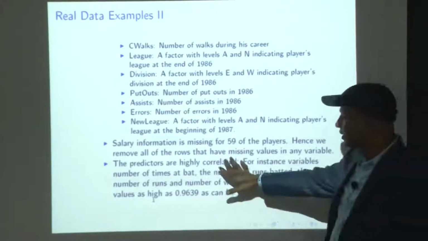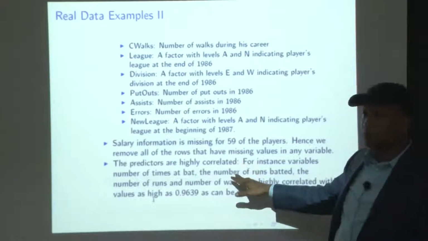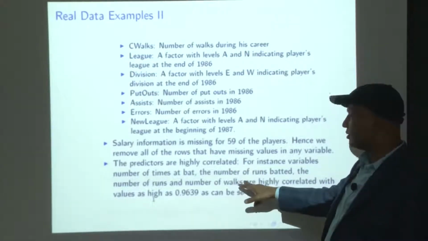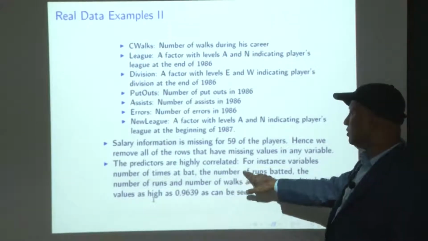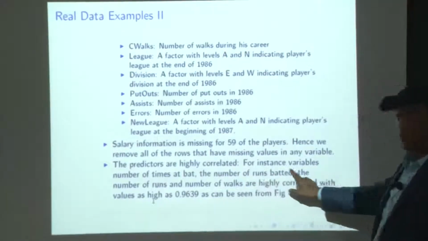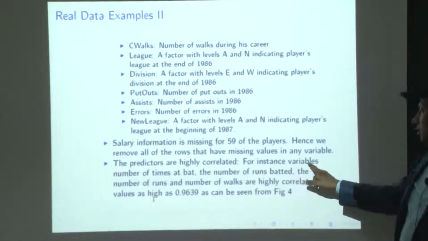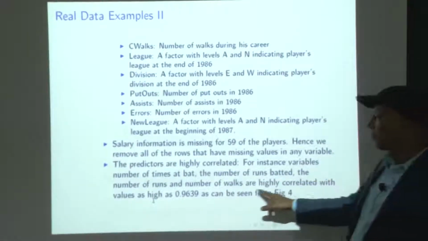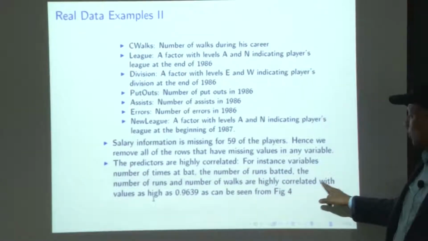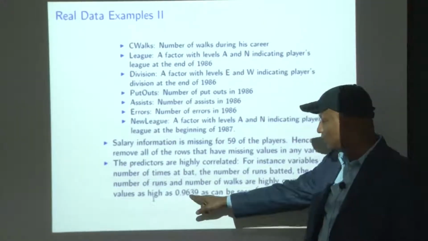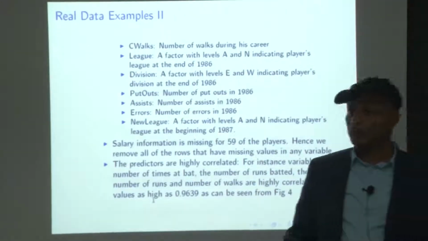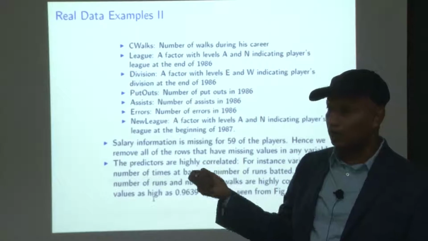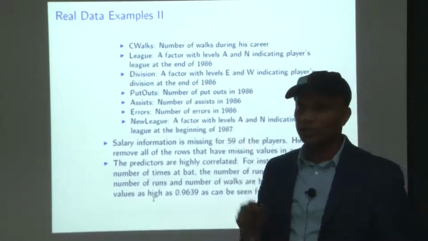So there are some comments. With this type of study, usually, even any economic study or any business study, the predictors are highly correlated. For instance, the number of bats and the number of runs batted in, the number of runs and the number of walks are highly correlated, and in fact the correlation could be 0.9639. So in a general way, it should not work. So you should check the correlation immediately.